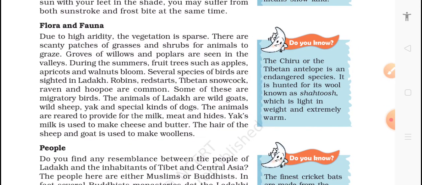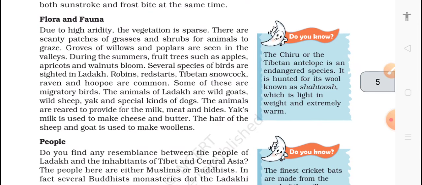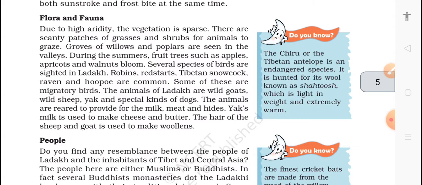So now we will talk about the flora and fauna. As you know, this desert receives very little rainfall, so there is very sparse vegetation. There is a scarcity of agricultural activities. Due to high aridity, the vegetation is sparse. There are scanty patches of grasses and shrubs for animals to graze. Groves of willows and poplars are seen in these valleys. During the summer, fruit trees such as apple, apricot, and walnut bloom.